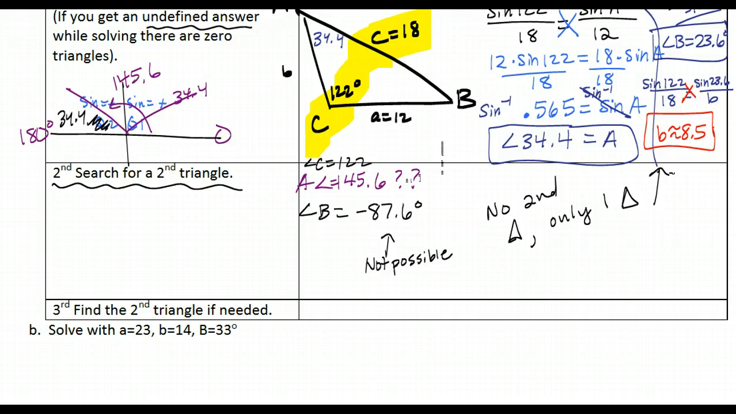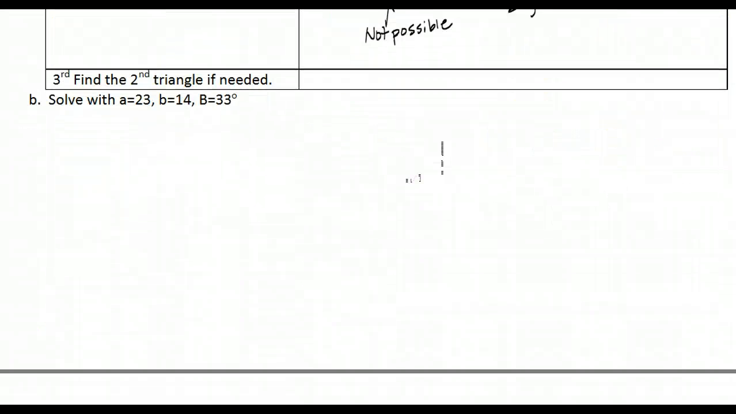Let me tell you, this takes a while to get the hang of. So I'm going to do 2 more examples before I have you try one on your own. Let's look at example B next.